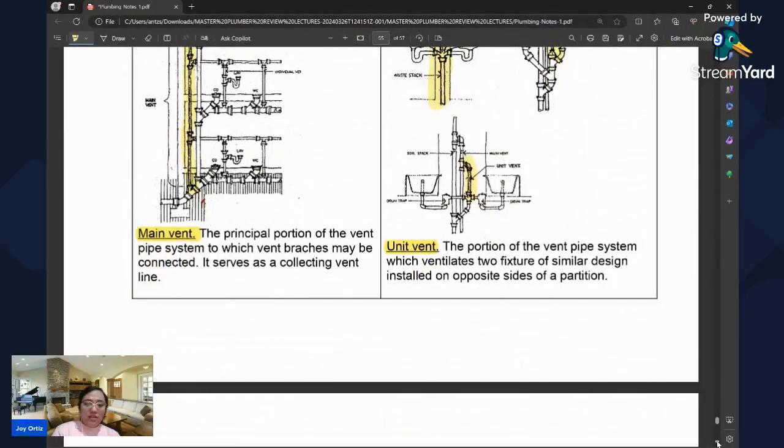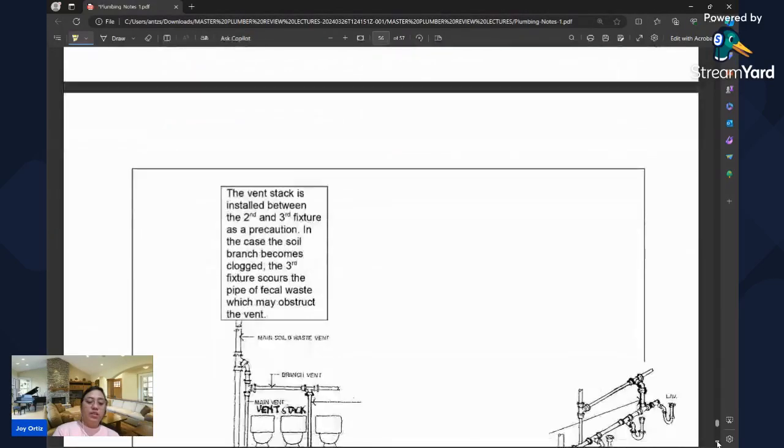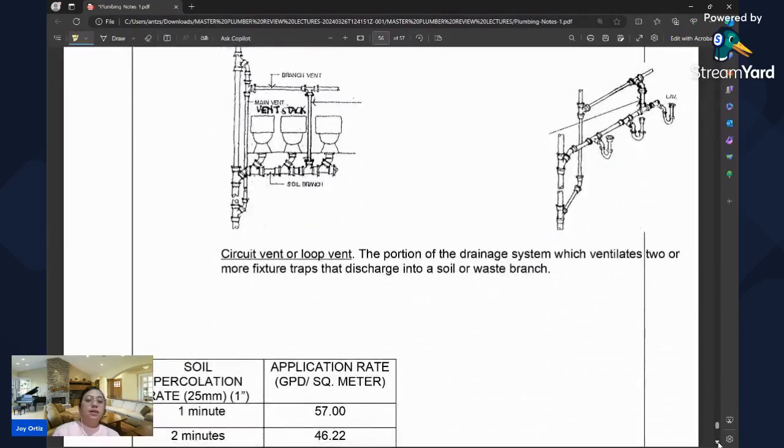So a unit vent is the portion of the vent pipe system which ventilates two fixtures of similar design installed on opposite sides of a partition. The vent stack is installed between the second and the third fixture as a precaution. In case the soil branch becomes clogged, the third fixture scours the pipe of fecal waste which may obstruct the vent. So this is an example of the designs of the vents and the drainage system.